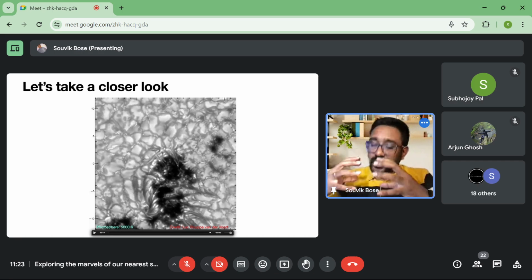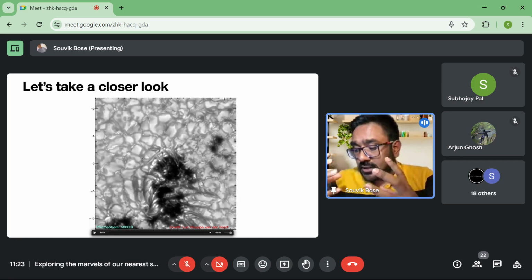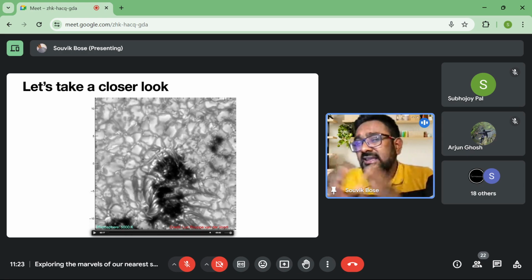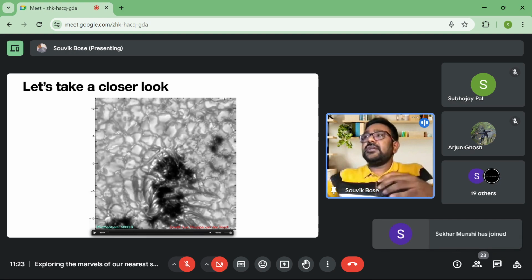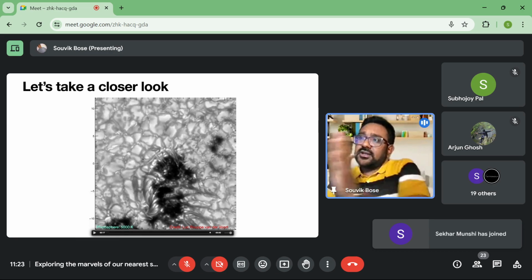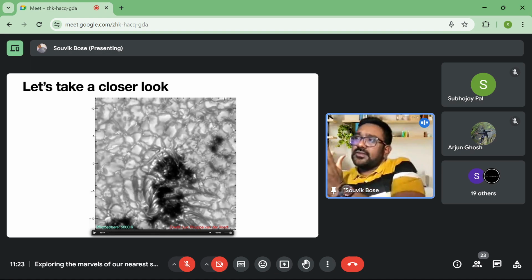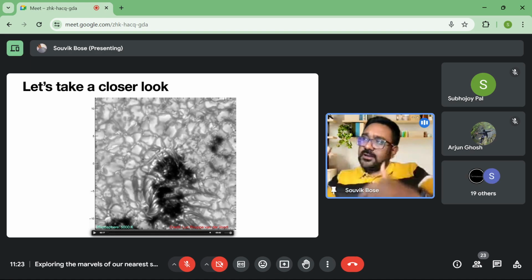So when nuclear fusion occurs in the core, which has roughly a temperature of 15 million Kelvin, the energy is transported via various processes like radiation and convection. So the final third from the core until the surface, roughly about 30% of the distance, is where the energy is transported, or heat is transported, in the form of convection.